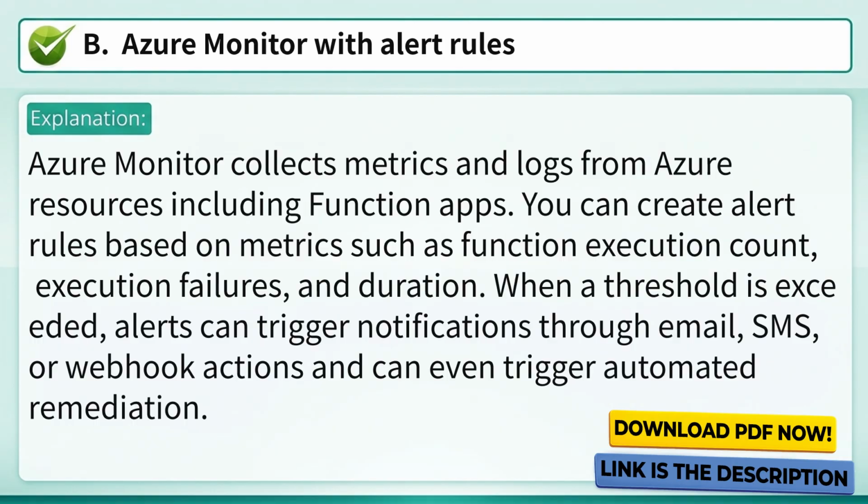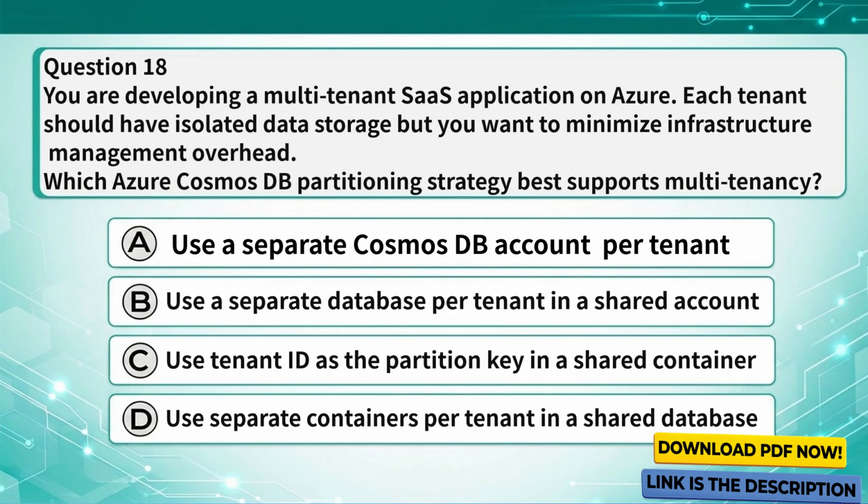Explanation. Azure Monitor collects metrics and logs from Azure resources, including function apps. You can create alert rules based on metrics such as function execution count, execution failures, and duration. When a threshold is exceeded, alerts can trigger notifications through email, SMS, or webhook actions, and can even trigger automated remediation.